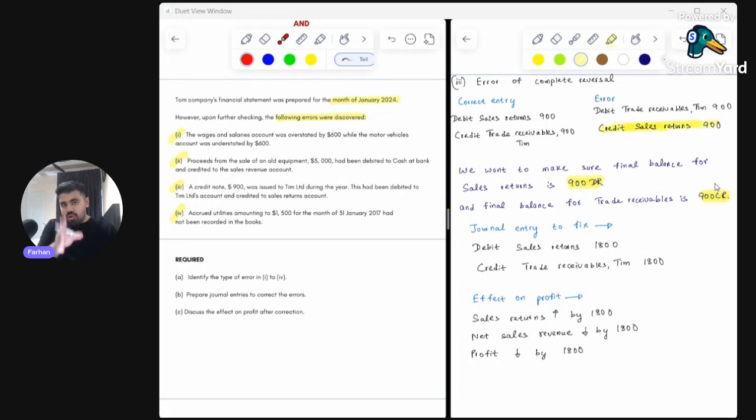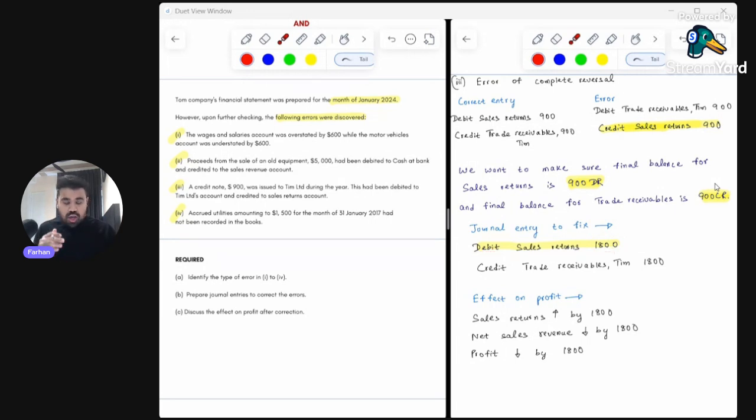How do we go from credit sales returns 900 to debit sales returns 900 as a final balance? We end up debiting sales returns by 1800. And what's the logic? If we debit sales returns by 1800, first of all, the 900 debit cancels the 900 credit entirely, and then 900 more is left, which is what will be shown as the final balance on the debit side. So we end up debiting sales returns by 1800.